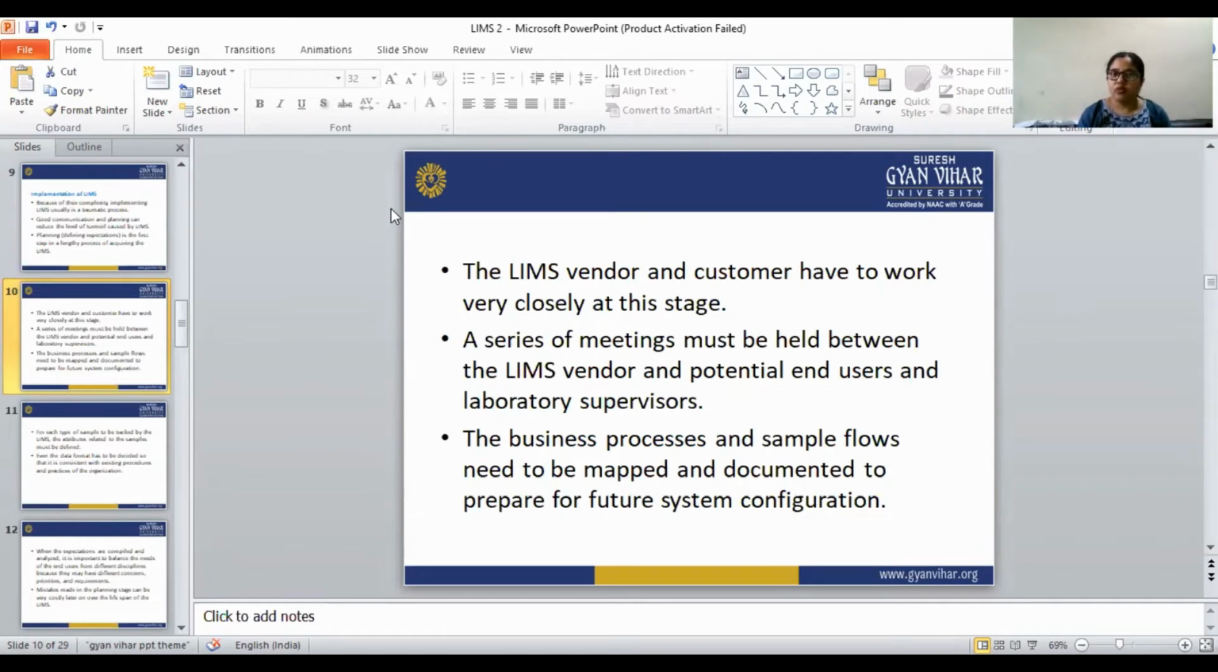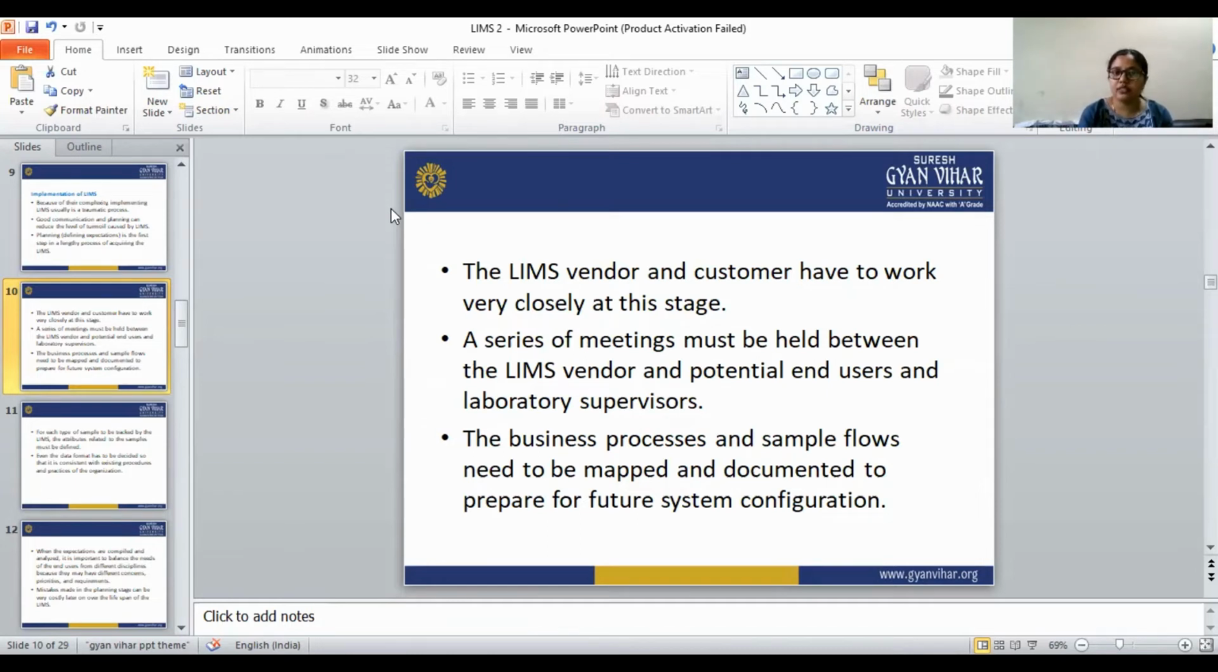Okay, and what are their needs while implementing the LIMS? If there is any need from the supervisor side, they can tell the vendors when the series of meetings are held between the vendors and the customers. It is compulsory for the vendor and the laboratory supervisor, or the customer side, to meet with each other.